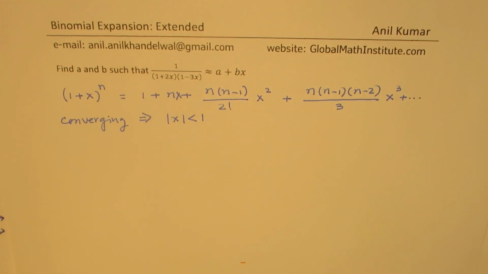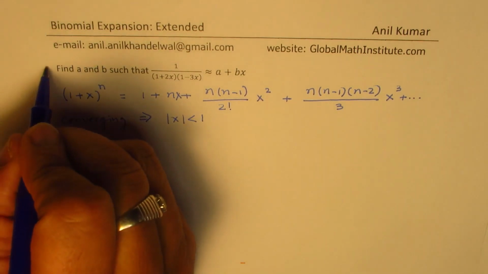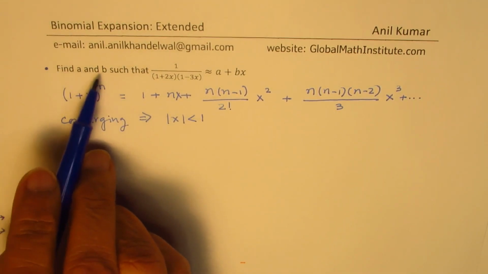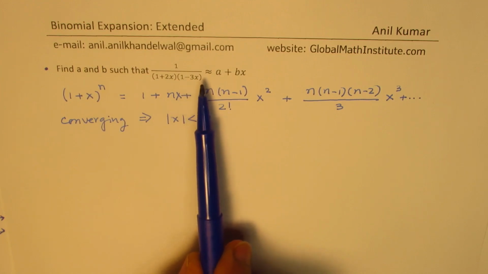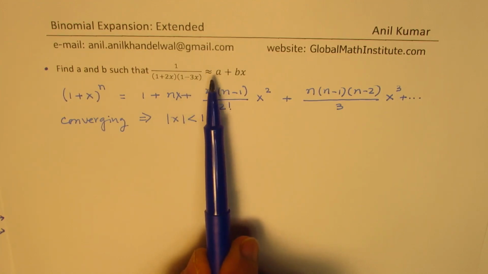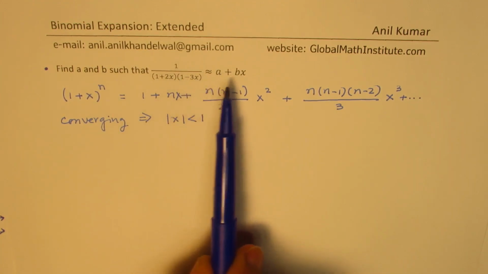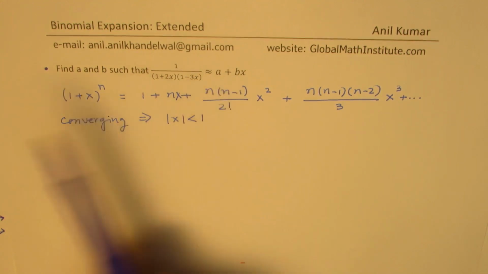Now let's look into the question given to us, which is: find a and b such that 1 over (1 plus 2x) times (1 minus 3x) is approximately equal to a plus bx. So we have to write this as a linear function. Do you see that?